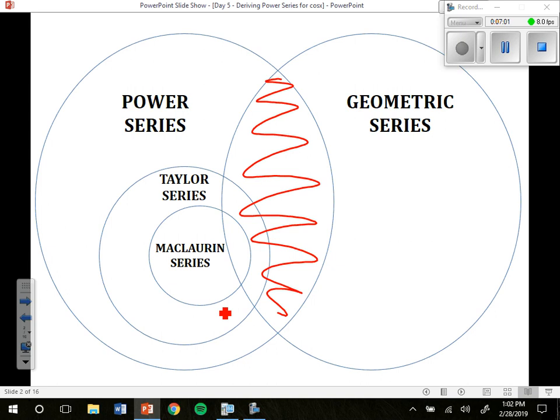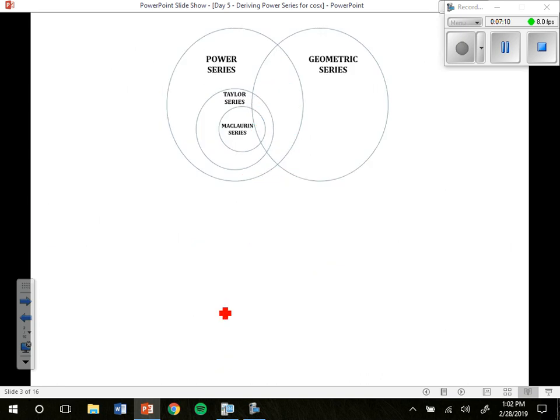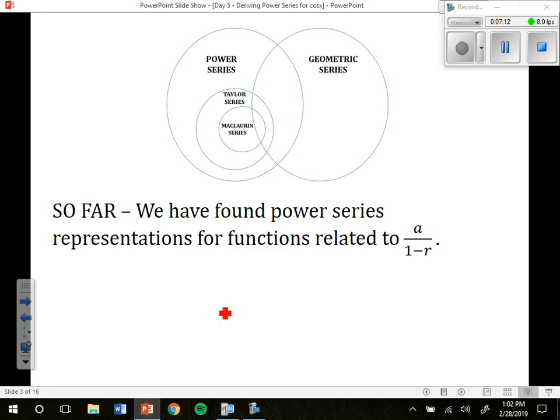Okay, so we are going to get into Taylor series and Maclaurin series starting today and really going into tomorrow. So far, I want to go through what we have done. We have found power series representations of functions related to a/1 minus r. Some functions that we found power series for: 1/1 minus x, x/1 minus 2x, x/2 plus 2x. Yes, these are all related to a/1 minus r.